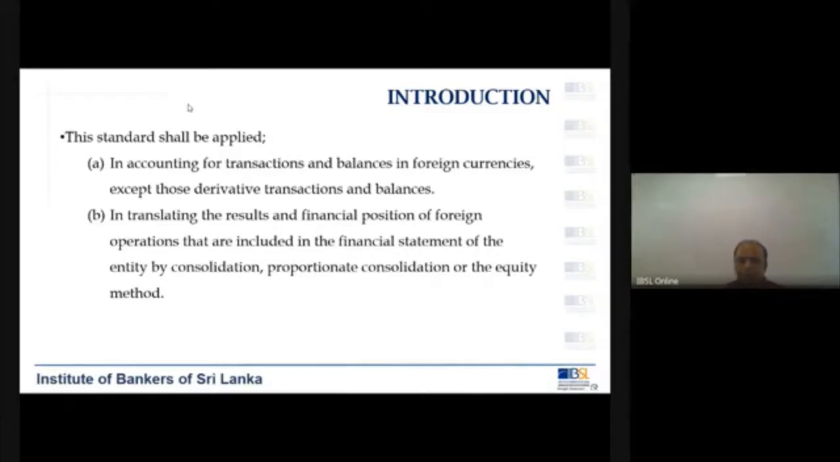But being a bank in Sri Lanka, when you present your financial statements, you will take all your branches in Sri Lanka, which is already in rupees. And now you have to consider this branch that you have in US. That branch is for accounting purposes, we call it a foreign operation. Please underline that word, foreign operation. That is a foreign operation.